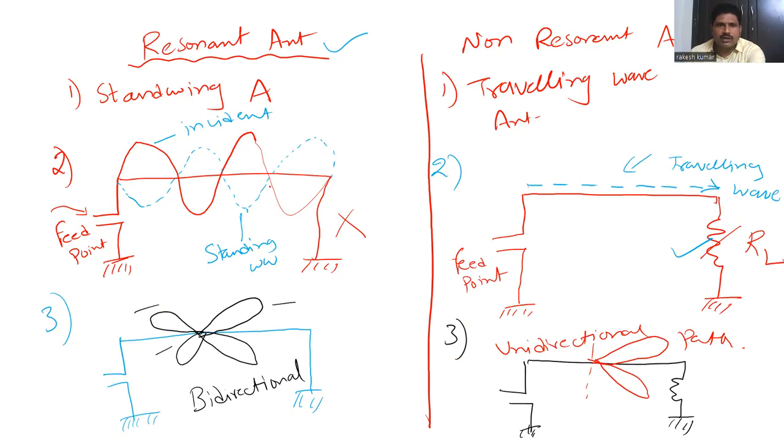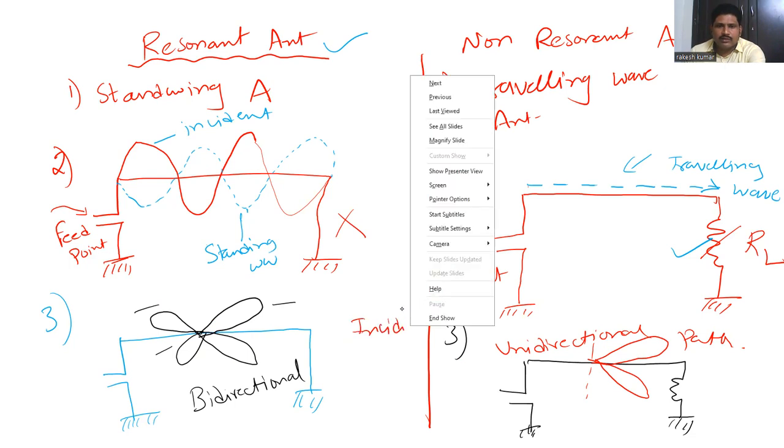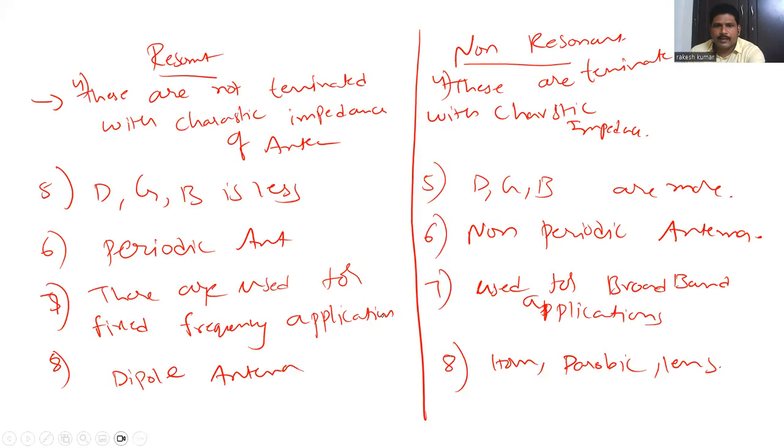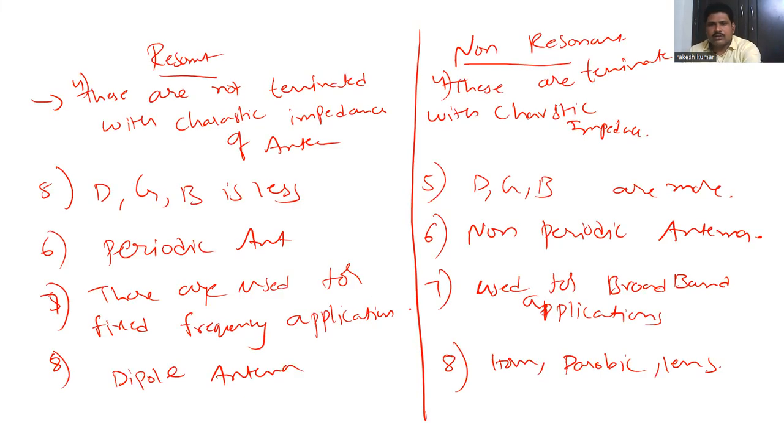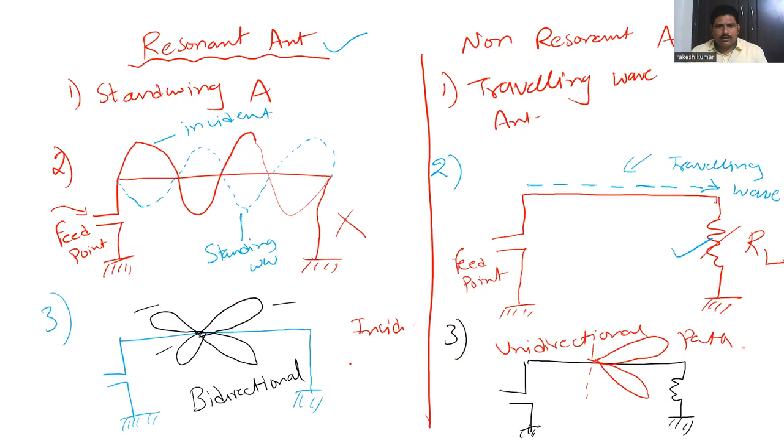Here in a resonant antenna, we will find both the incident wave and the standing wave, whereas here we will find only the traveling wave. So this is the basic difference between resonant antenna and non-resonant antennas.